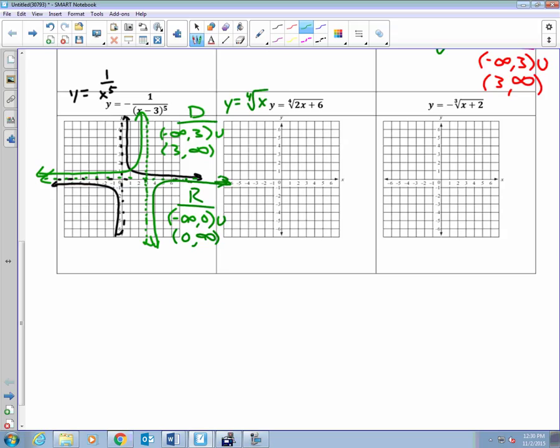Fourth root of x. Is that going to look like a cube root of x or a square root of x? Square root of x. And so the parent function looks very similar to that. Okay, I don't have a negative on the inside. I don't have a negative on the outside. But what value would you plug in to make 0? Negative 3. So it shifts it to the left 3 units.